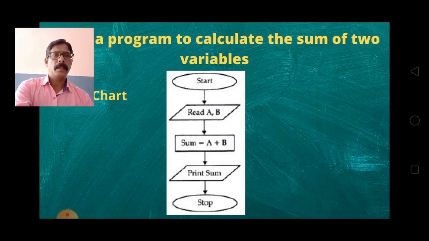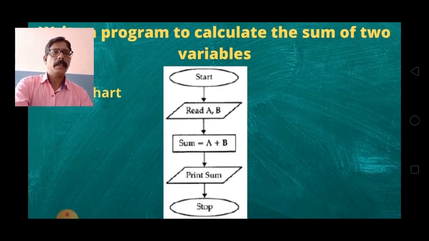Then what is the flowchart according to the algorithm? See, first start, then read A and B, which means we are giving the command to the computer to input A and B. Then find the sum of A and B, A plus B. Then print the sum, stop. These are the two steps before writing any program: writing the algorithm and preparing the flowchart.